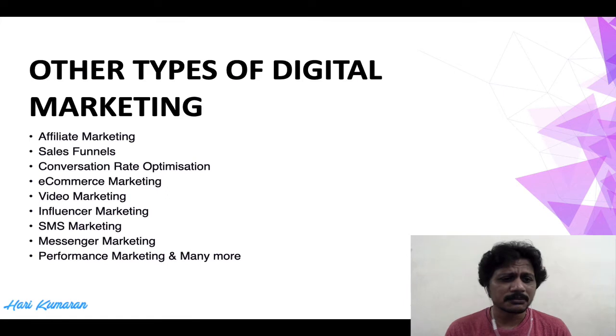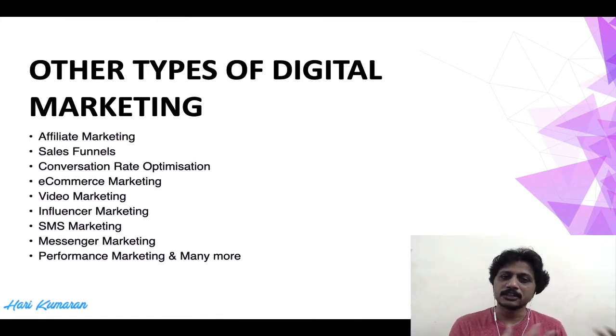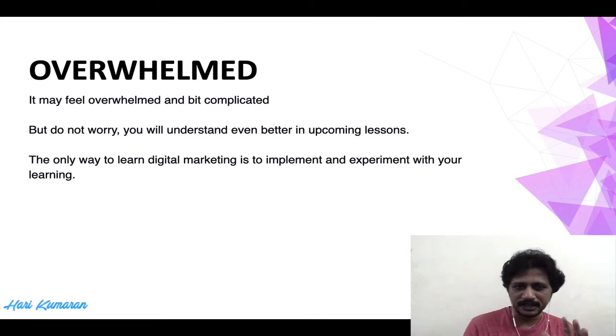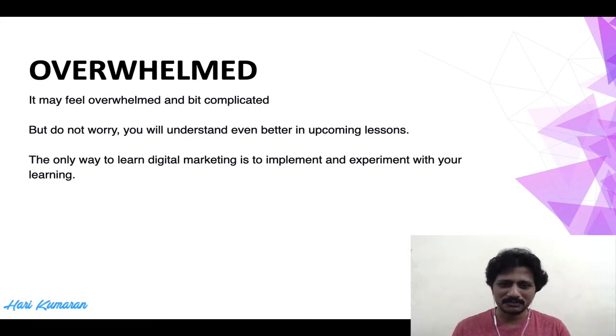The other types of digital marketing are affiliate marketing, sales funnels, conversion rate optimization, e-commerce marketing, video marketing, influencer marketing, SMS marketing, messenger marketing, performance marketing, revenue marketing, and the list goes on and on. Let's just focus on the important types of digital marketing so that you know what to do as a digital marketer. It may feel overwhelming and a bit complicated. What is this? There's too much information, and will I be able to really understand all those things? Don't worry about that. I'll explain one by one in the upcoming videos, so you will learn pretty easily.